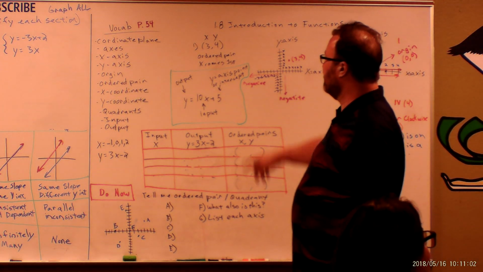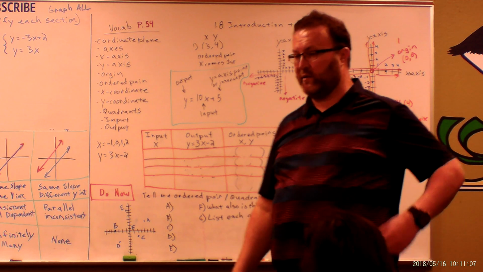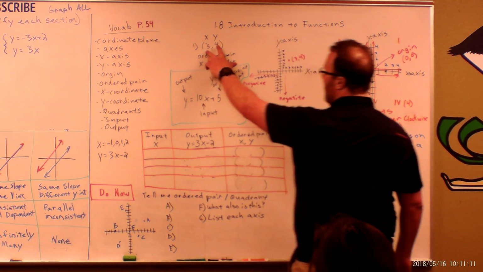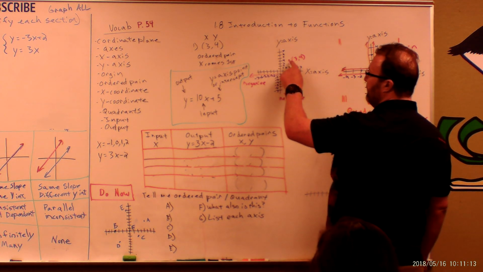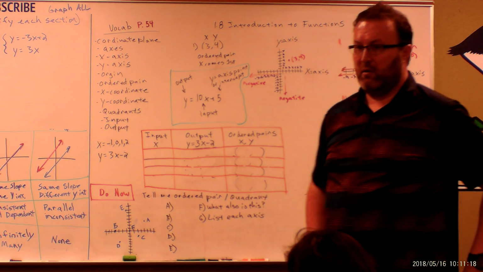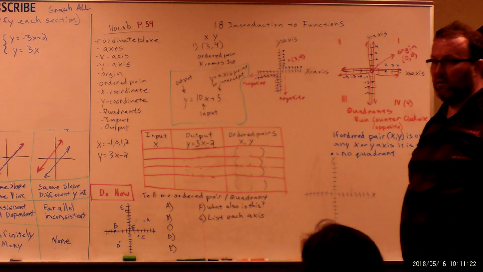Okay, ordered pair, what comes first? Yes, the x comes first. X and y, right? So we're going to go plot these out. We go on to x, we go to 3, we go up to 4, we make our dot. Any questions on how to plot an ordered pair? Let me see thumbs up or down, whether you understand this or not.